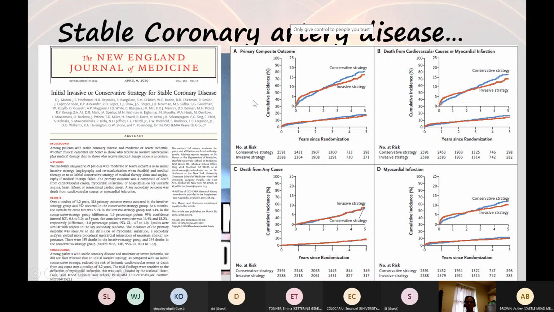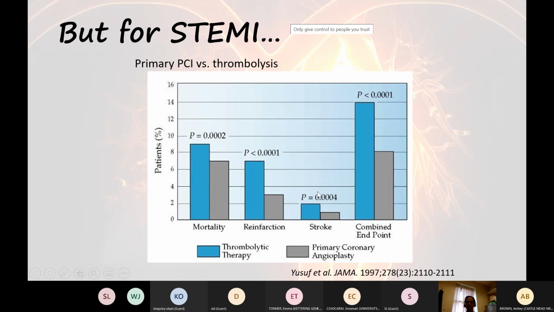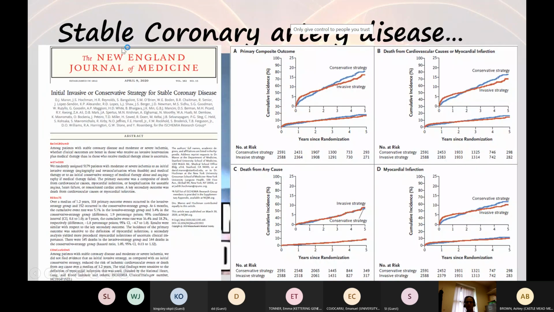That's totally different for patients who are having STEMI. We know that the combined endpoint of death, reinfarction, and stroke is almost halved by doing a primary PCI compared to giving, for example, thrombolysis. So far, far better that we intervene in the emergency situation for a STEMI. But if we look at stable coronary artery disease, we don't see any of that benefit.